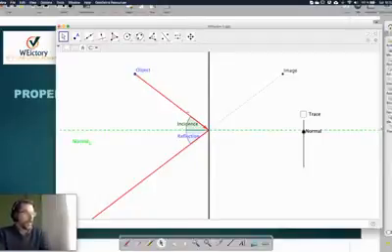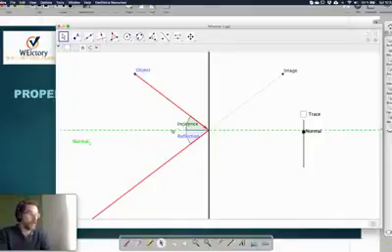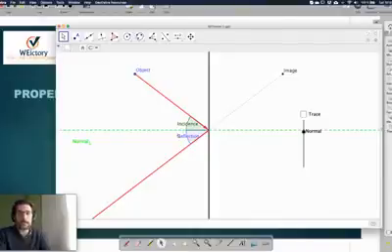The ray that's incident on the mirror will be reflected, and the law of reflection states that the angle of incidence, which is defined as the angle between the normal and the incident ray, will be the same as the angle of reflection, which is defined as the angle between the normal and the reflected ray down here.